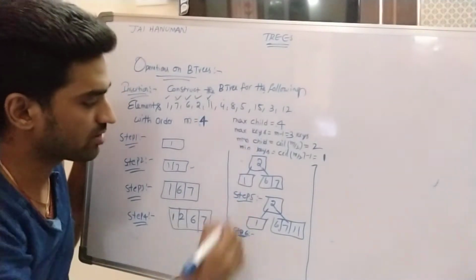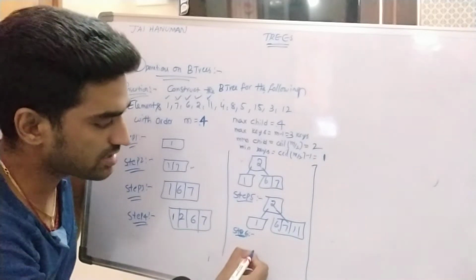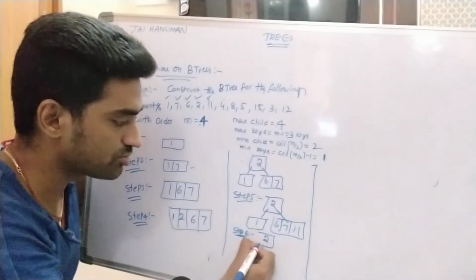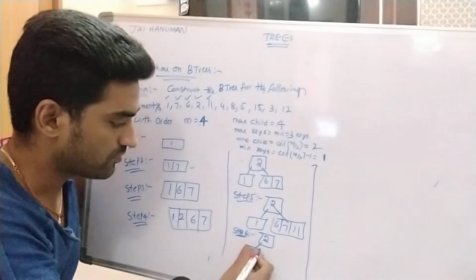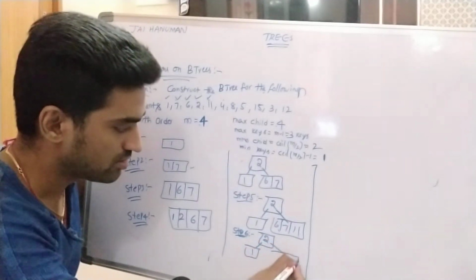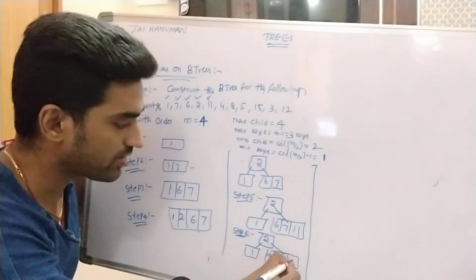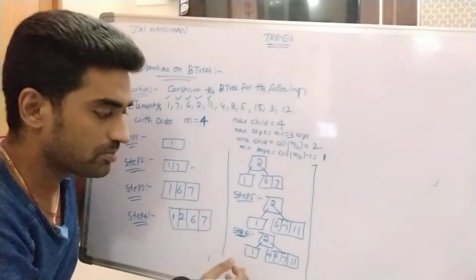What is the next one? 4. So when compared to 2, 4 is greater value. So that's why we are inserting at right of 2. Now tree becomes like this: 2, 1, 4, 6, 7, 11. Now we are checking the B tree properties.